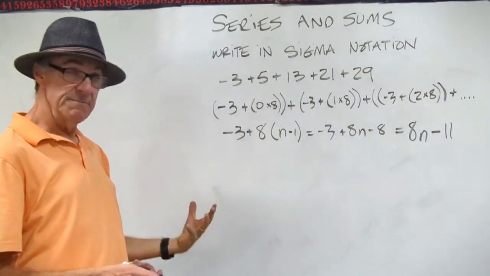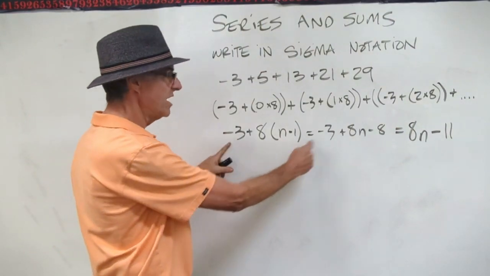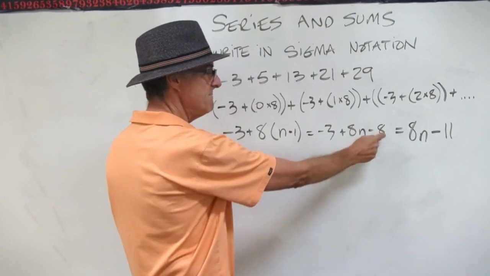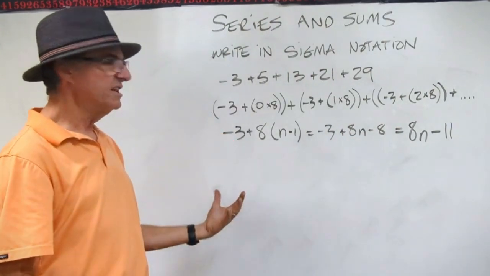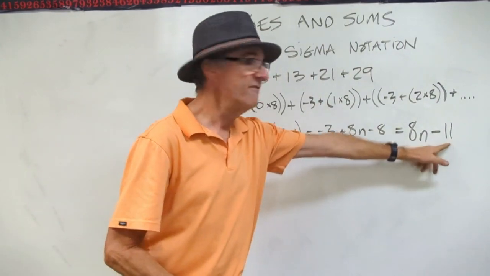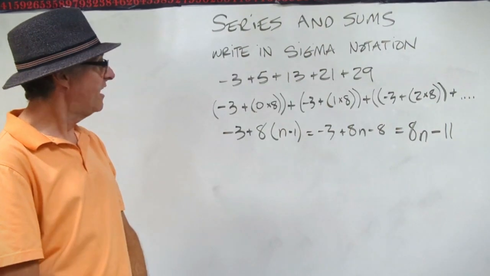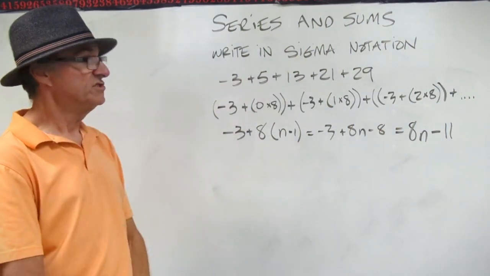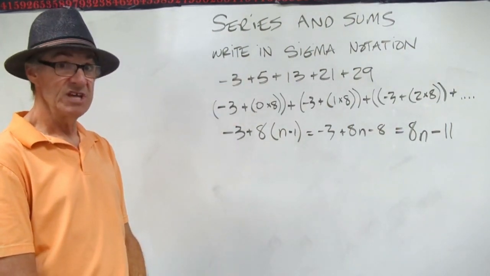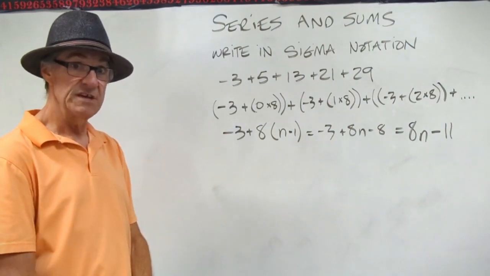Now, it's nice to simplify with a little bit of algebra. So I did my distributive property on here. I got minus 3 plus 8n minus 8. And then I consolidated. We like to put our variables first. So I have 8n minus 11. So that's my general term formula for this. Now, what we want to do is use this to write it in sigma notation. So I think you should be able to do that given what we've done so far. Pause the video, give it a shot.